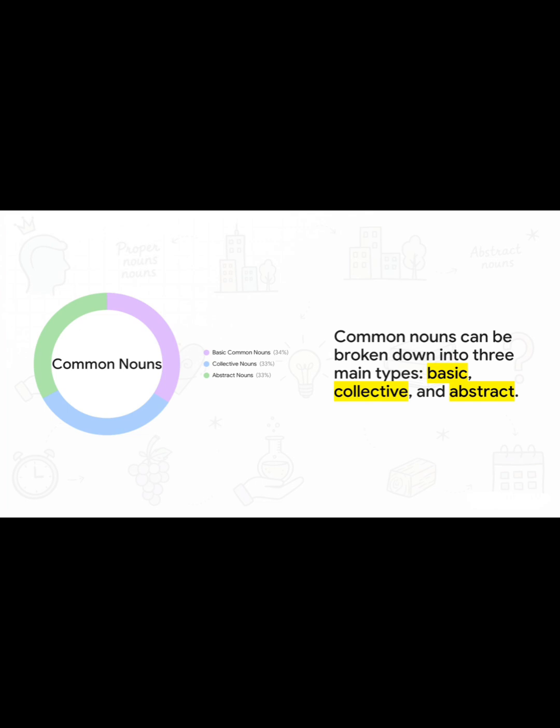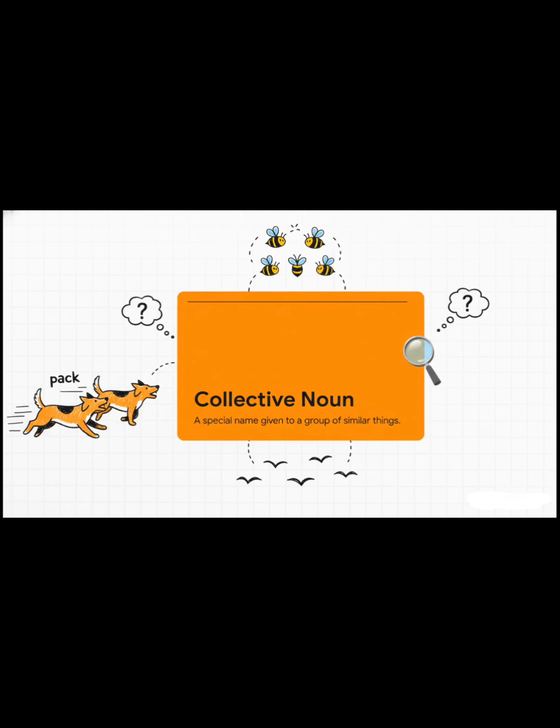So as you can see, we can break common nouns down into a few different flavors. We've got our basic ones that we've seen a bunch of, but then there are 2 special kinds, collective nouns and abstract nouns. Let's start with collective nouns. These are just really cool, specific words that we use for a group of things. So instead of having to say a big group of dogs, we can use one much more interesting word.